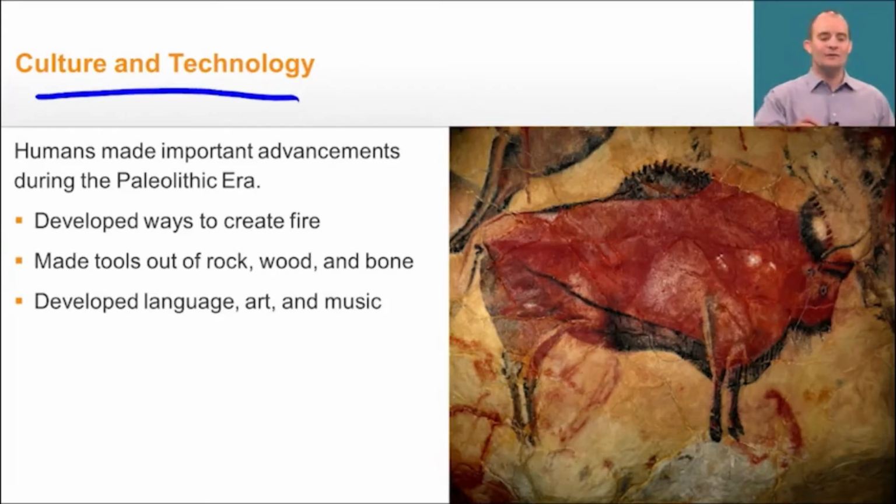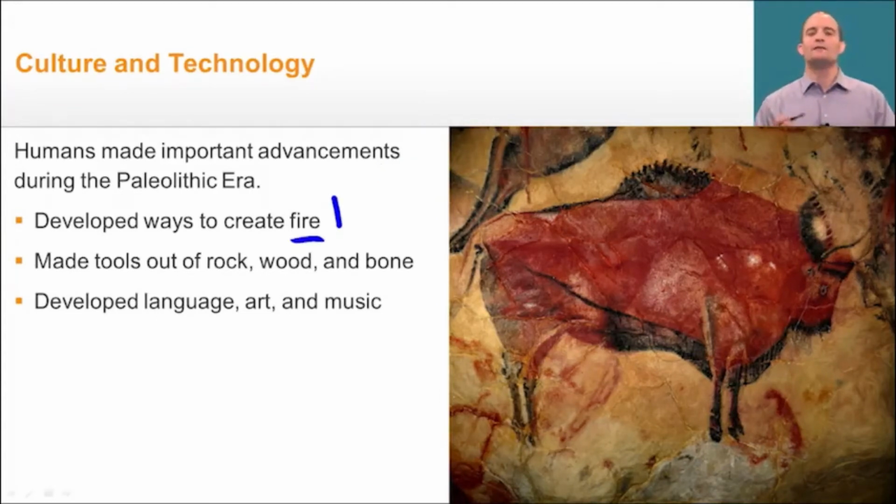Let's take a little bit closer look at culture and technology. Now, many humans during this time made many great advancements in a number of ways. One, they developed ways to create fire. Now, this is critical because if you can create fire, you can, one, cook meals, two, have a better chance of staying warm, and three, scare away animals that may be trying to hunt you.